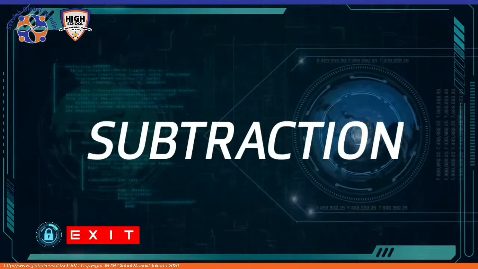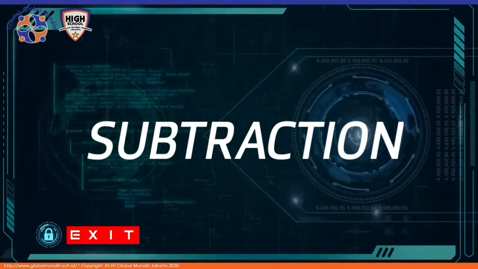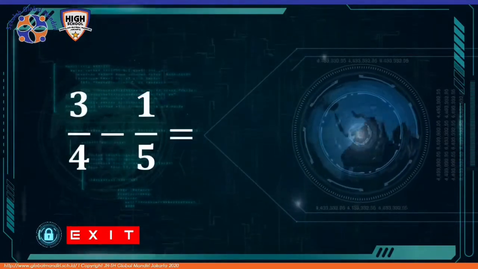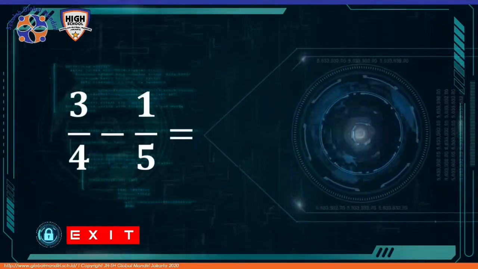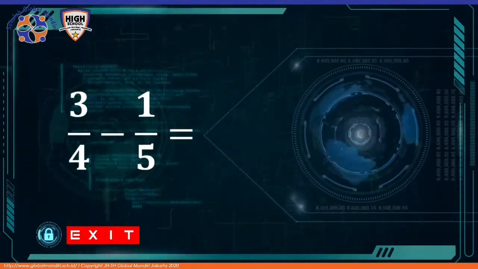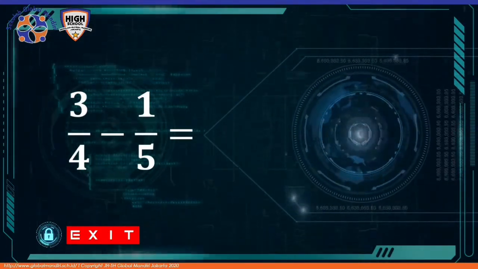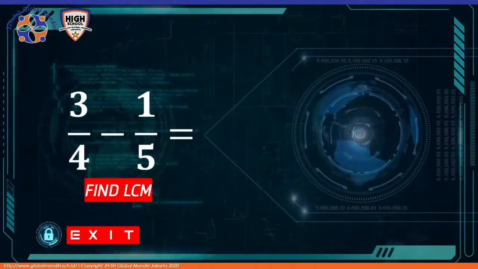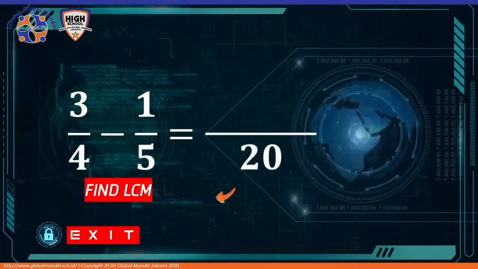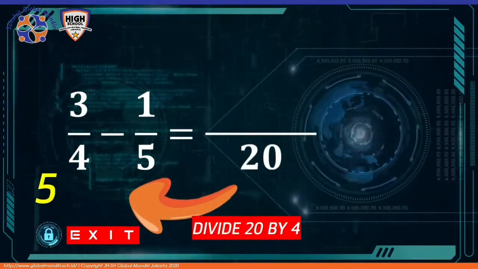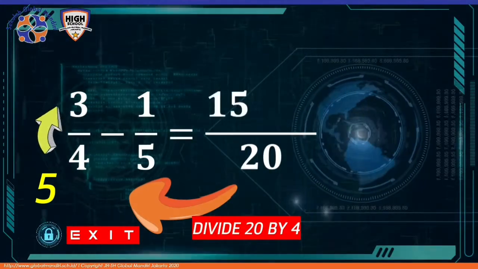For subtraction, we do the same thing as the addition. Look at the following example. Let's say we have that question before, 3/4 minus 1/5. So we find the LCM, which is 20, then divide by 4, 5, and then times 3 will be 15.